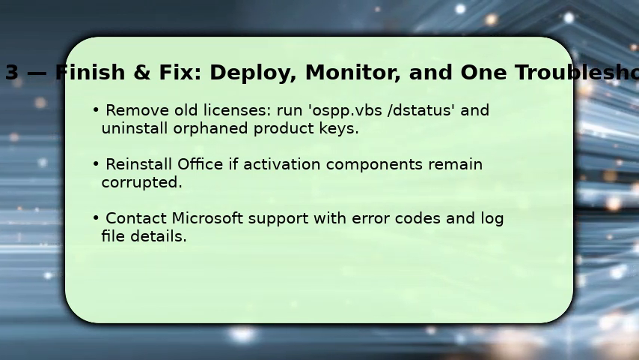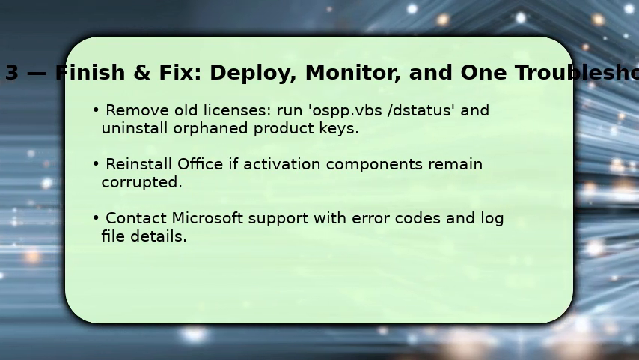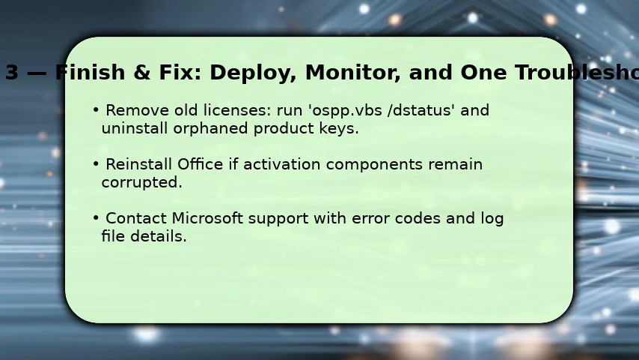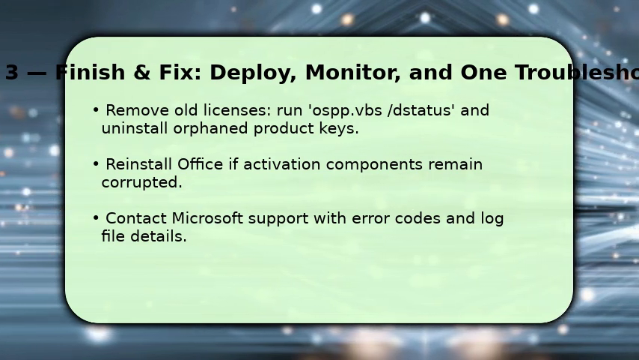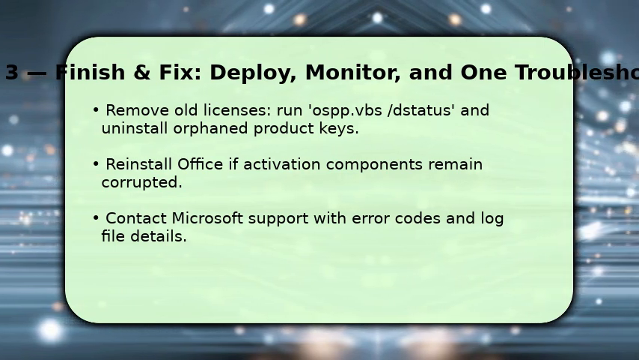If activation still fails, uninstall Office completely, reboot, and install fresh from your account portal, then sign in. If nothing works, gather the exact error code and activation logs, and contact Microsoft Support. Provide those details so they can resolve account or server issues.